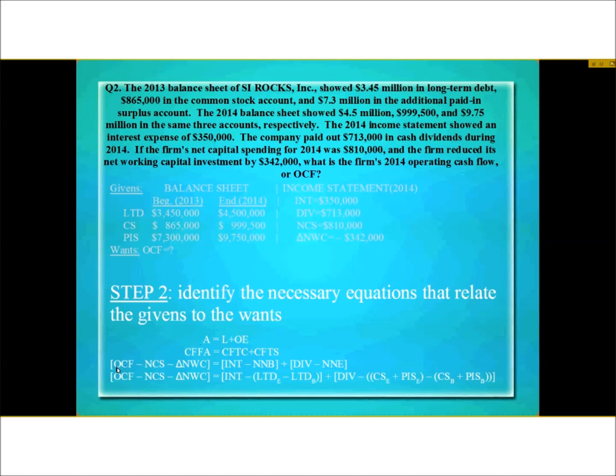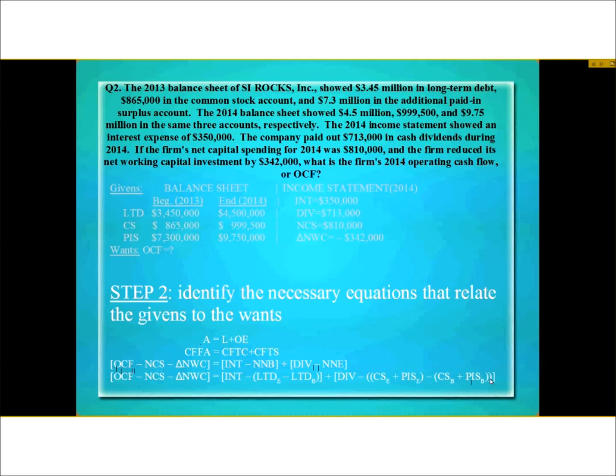Cash flow from assets is equal to operating cash flow minus net capital spending minus the change in net working capital. Cash flow to creditors is just interest minus net new borrowing. Net new borrowing is the difference between your long-term debt, as you see in the following equation, the one below. Cash flow to stockholders is dividends minus net new equity. Again, net new equity is the difference between your stockholders' equity in the ending year minus that of the beginning year. And stockholders' equity in this case includes both common stock and paid in surplus.